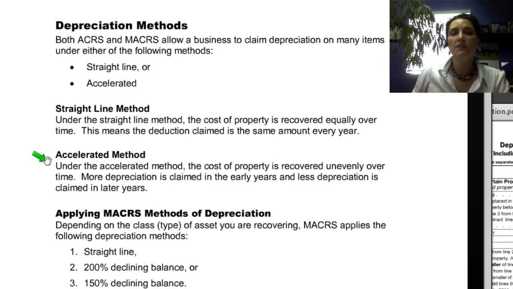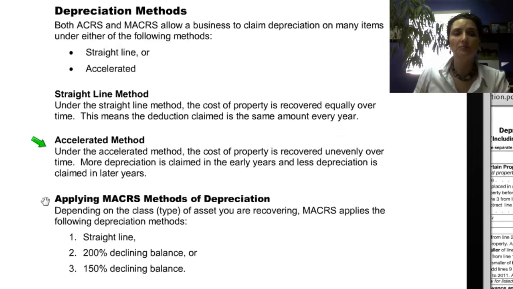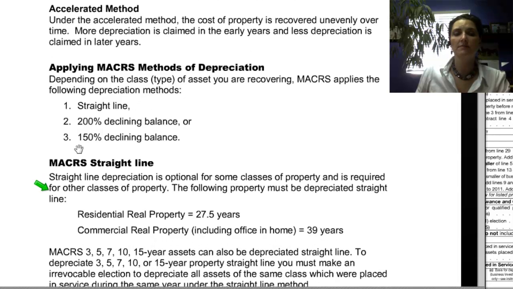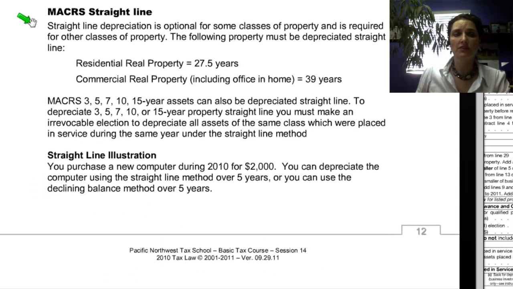More depreciation is claimed in the earlier years and less depreciation is claimed in later years. Applying MACRS methods of depreciation. Depending on the class, type of asset you are recovering, MACRS applies the following depreciation methods: straight line, 200% declining balance, or 150% declining balance. Let's look at straight line first.